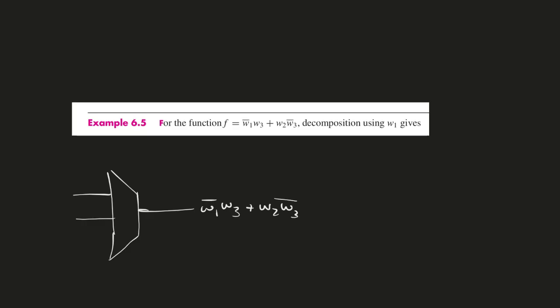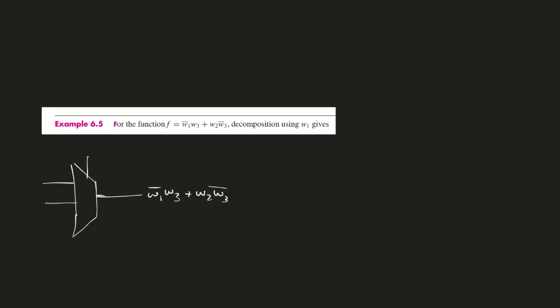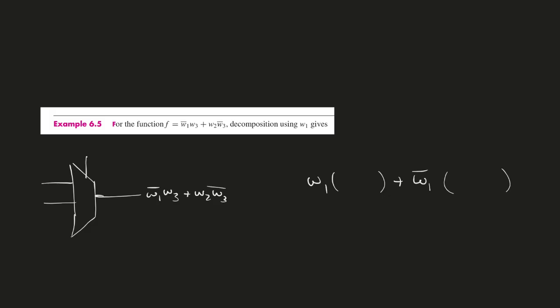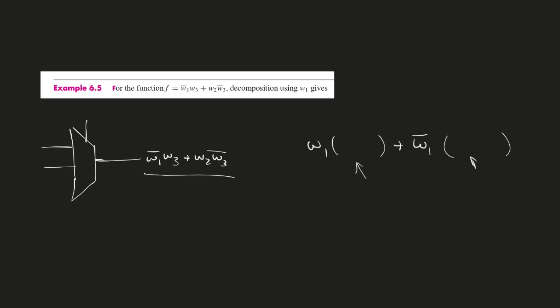So first thing you're gonna do is choose a selector. So let's choose W1 to be our selector. Okay, so this is pretty much how it's gonna work. We can set up our equation in the following form. Okay, and inside here there'll be some form of this equation.